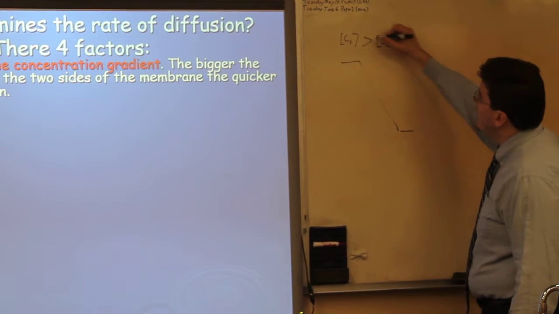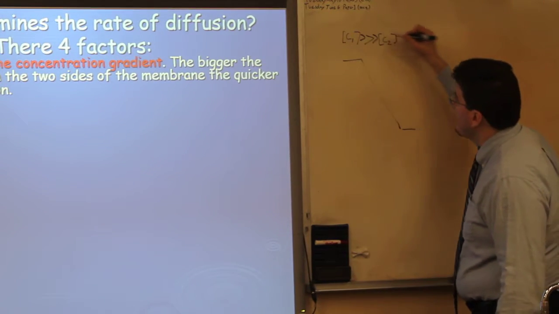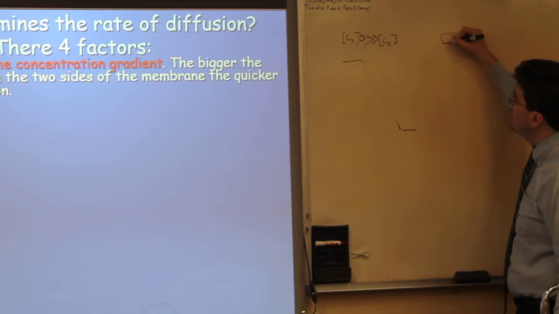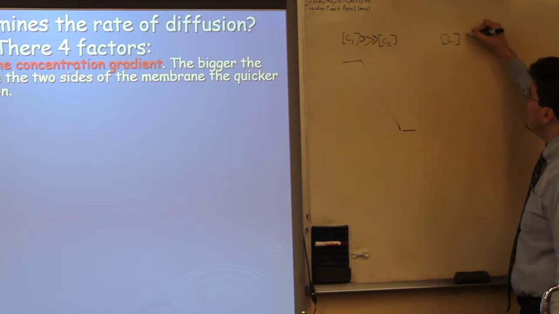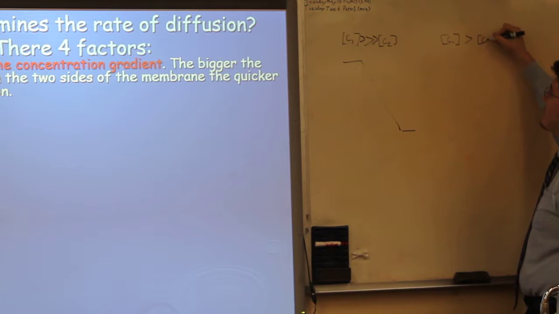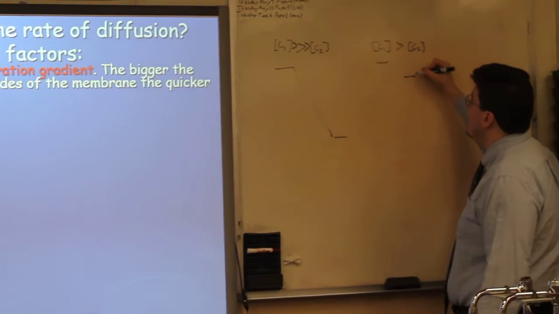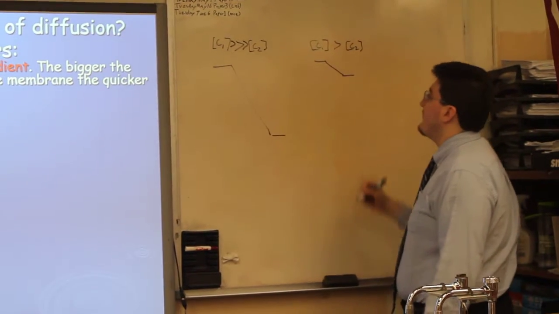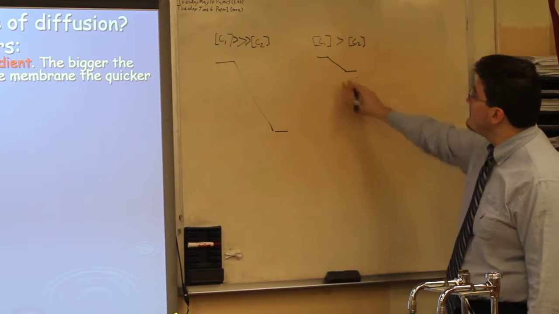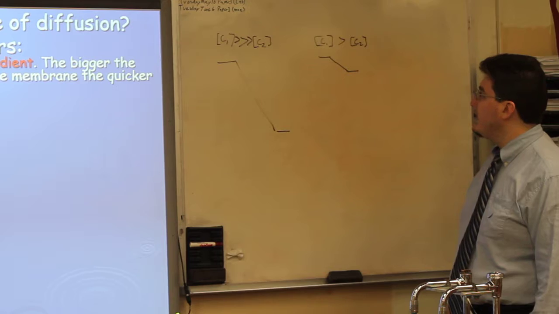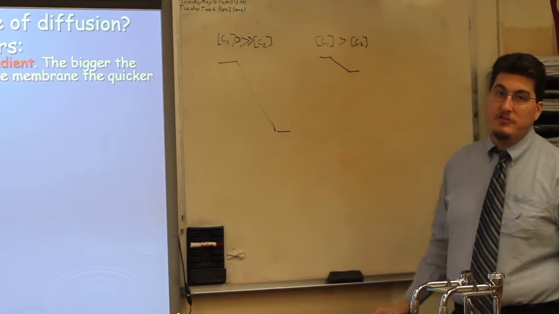Now that's a big difference, for example. If your concentration 1 is just greater than your concentration in concentration 2, so you have here versus here, that is not as steep. So that is not a steep concentration gradient. That is a shallow concentration gradient.